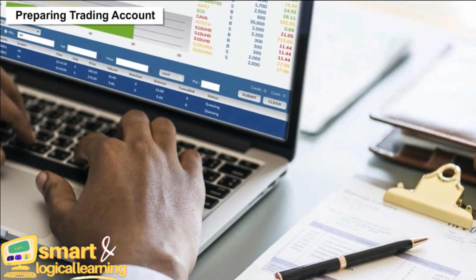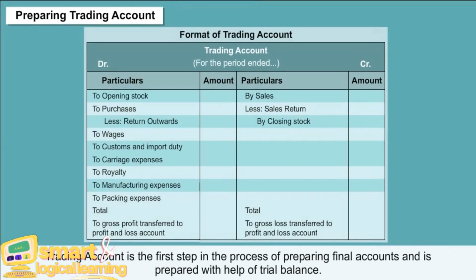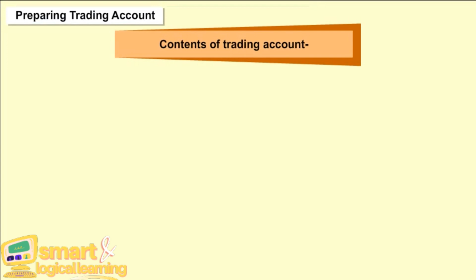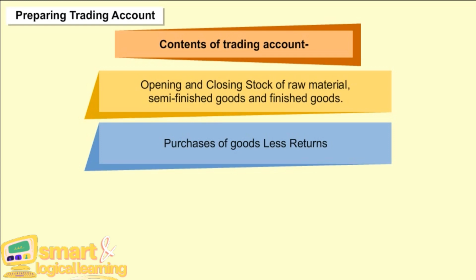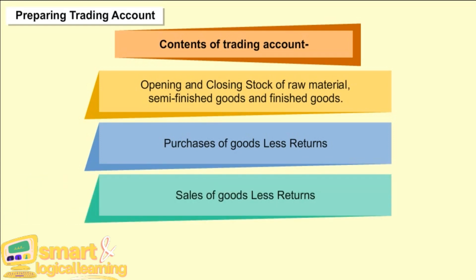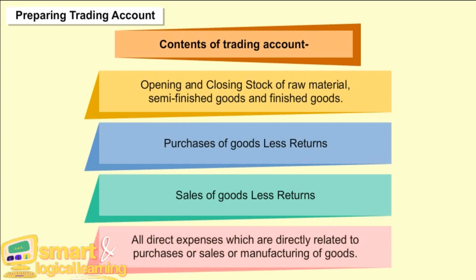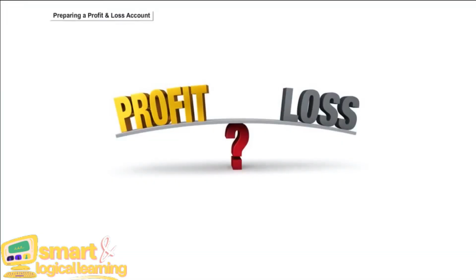Preparing trading account. Trading account is the first step in the process of preparing final accounts and is prepared with help of trial balance. Contents of trading account: opening and closing stock of raw material, semi-finished goods and finished goods, purchases of goods less returns, sales of goods less returns, all direct expenses which are directly related to purchases or sales or manufacturing of goods. Preparing a profit and loss account.